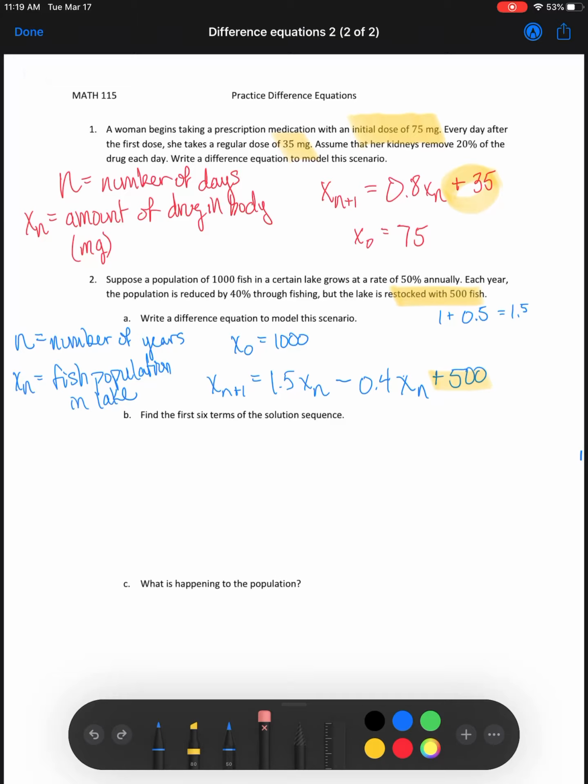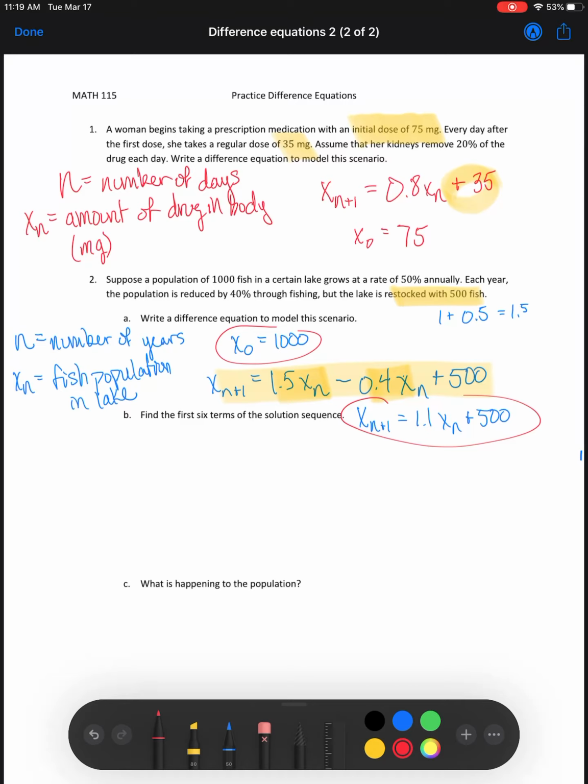There we go. All right. So this now is our difference equation. That's actually not the best way to write it. The best way to write it would be to combine these two terms that both have x_n in them. So we see that we have 1.5 x_n minus 0.4 x_n. If we add those together, or really subtract, we get x_{n+1} is equal to 1.5 minus 0.4, which would be 1.1 x_n plus 500. So this is what we're going to use as our difference equation, together with that initial condition.